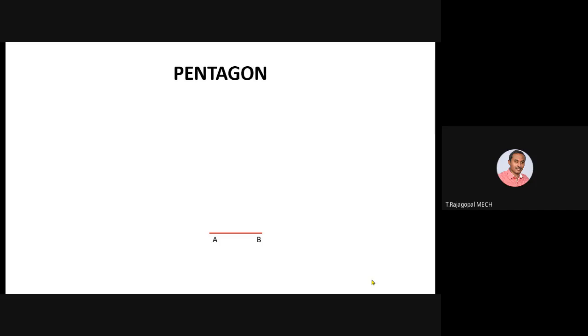If the length of AB is assumed to be 30 mm, then all the sides AB, BC, CD, DE, EA are equal. So all the side lengths are 30 mm. So being a pentagon, 5 sides, total 360 degrees divided by 5, you can note it down in the calculator, you will get the answer as 72 degrees. So you can draw a 72 degree inclination line from point A or corner A.